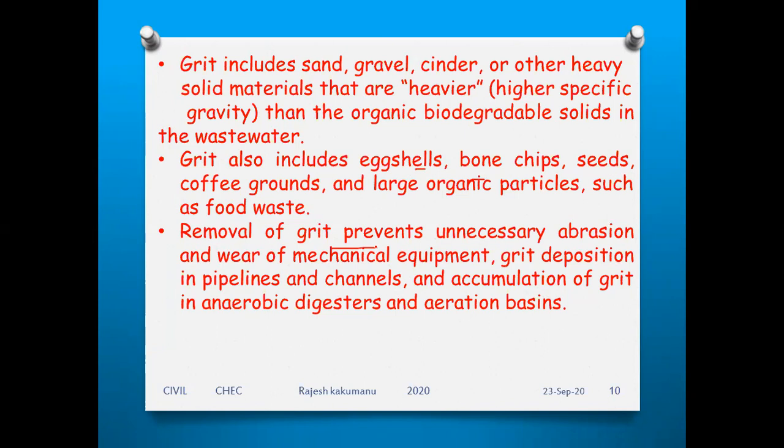So metal gets worn out, right? And also clogging, right? And also physical damage will happen.